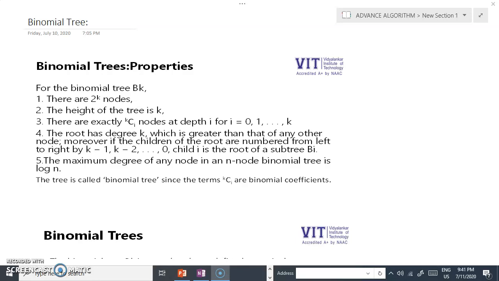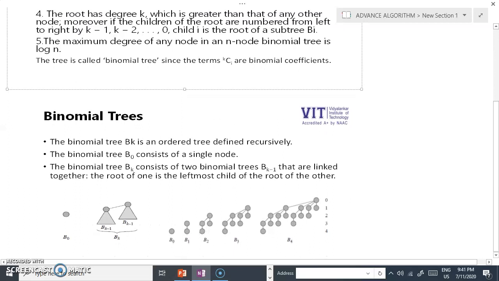Now here, let me first demonstrate a binomial tree to you. See, this is a binomial tree of order 0. When I say binomial tree of order 0, it means it will have 2 raised to 0 nodes. 2 raised to 0 is 1. This is a binomial tree of order Bk.